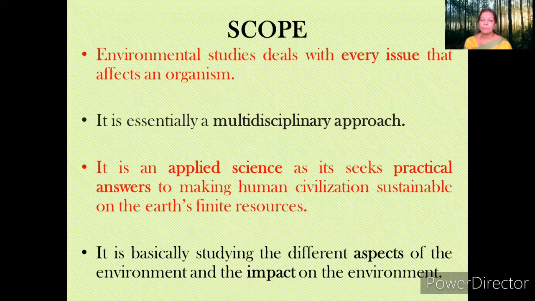It adopts a multidisciplinary approach while studying different aspects of the environment. That means that various other sciences are also included when we are trying to understand the different concepts of environment. It is an applied science which helps us to find practical solutions so that human beings can live in a sustainable manner on the earth with the limited resources available to us. So basically, when we are studying environmental science, we are studying the different aspects of the environment and also the various impacts which take place on the environment.